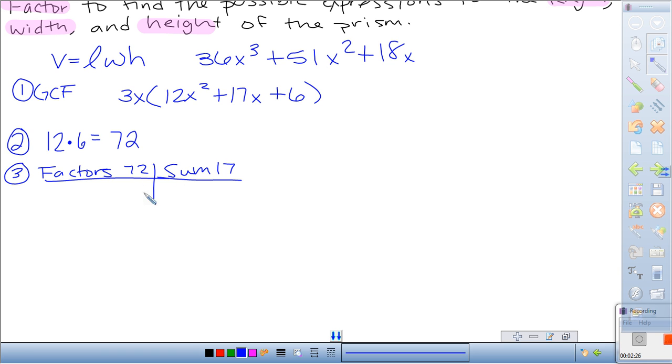Since both our numbers are positive, we don't have to worry about negatives. We know we'll only be using positives, and you can go through all your factors. 1 times 72, way too big. 2 times 36, way too big. So we know we need numbers closer together to give us a smaller sum. So the numbers I think of are 8 and 9. 8 times 9 is 72. 8 plus 9 is 17.